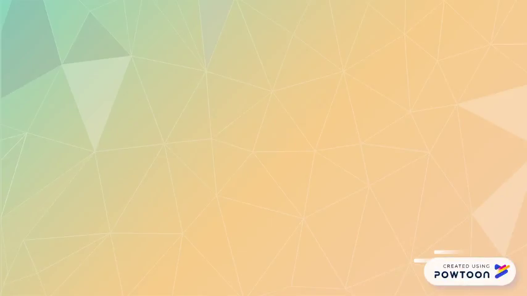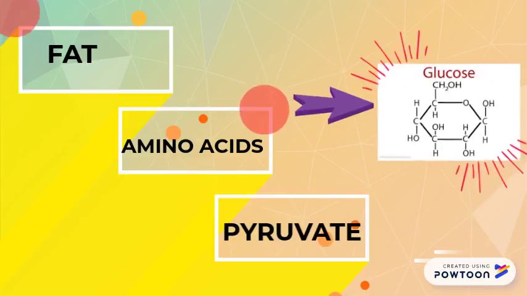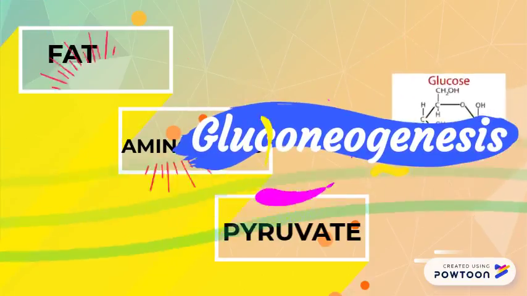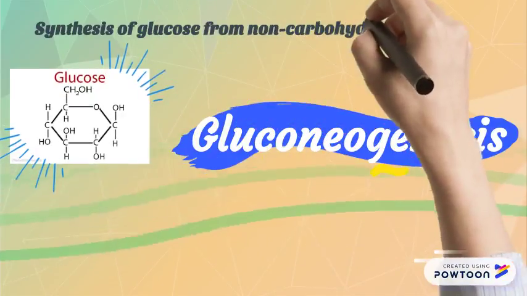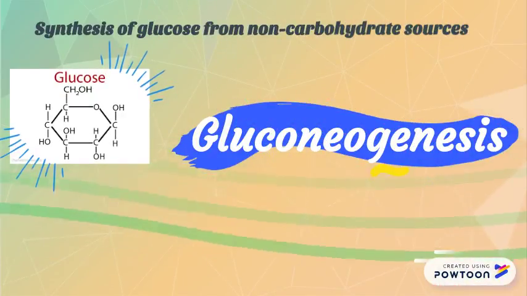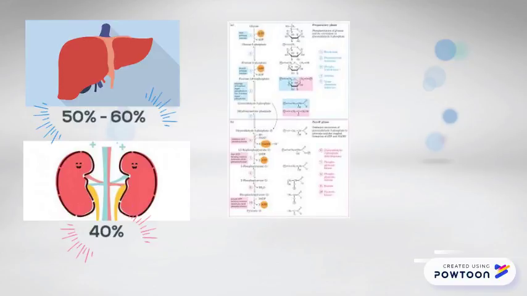As it was said, some substances like fat, amino acids, and also pyruvate can get converted into glucose by a process called gluconeogenesis. This process can be defined as the synthesis of glucose from non-carbohydrate sources. In gluconeogenesis, about 50 to 60% takes place in the liver and 40% takes place in the kidneys. There are some metabolic reactions that are involved in this process, like glycolysis and the Krebs cycle.